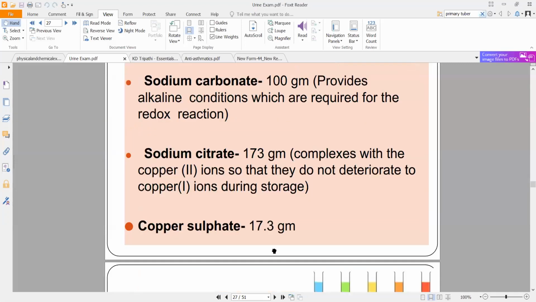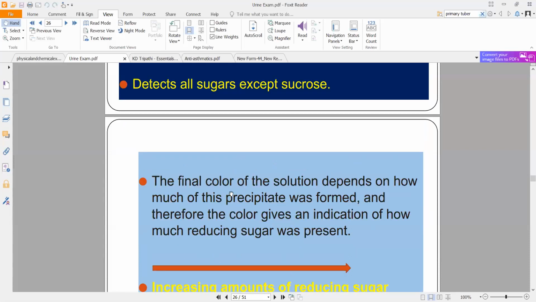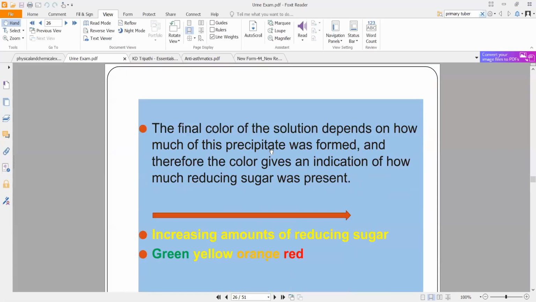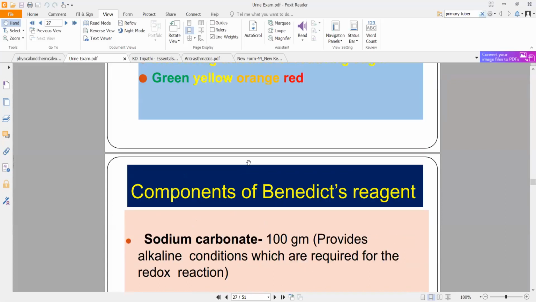And depending on the amount of sugar present, it will immediately go to a certain color. It will not go through green, then yellow, then orange, then red. All right. Immediately, if you have a very high amount of sugar in your urine, it will directly go to red. The color of the solution will immediately go to red. Initially, if it is cupric sulfate, it will be bluish in color, but anyway, it will directly become red. Okay, I hope you understand the reaction.